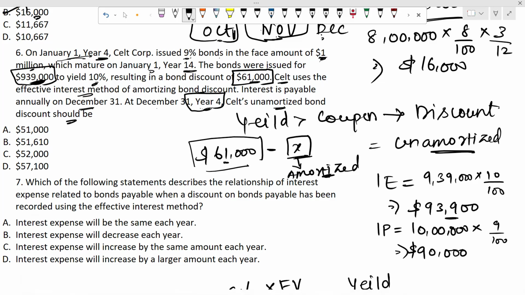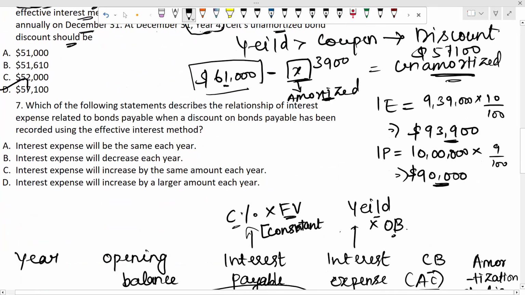So what is amortized discount? The difference between interest expense and interest payable. So 93,900 minus 90,000, we get 3,900 as the amortized discount. Now what will be the unamortized portion? It is 61,000 minus 3,900, we get $57,100. So option D is the right answer.